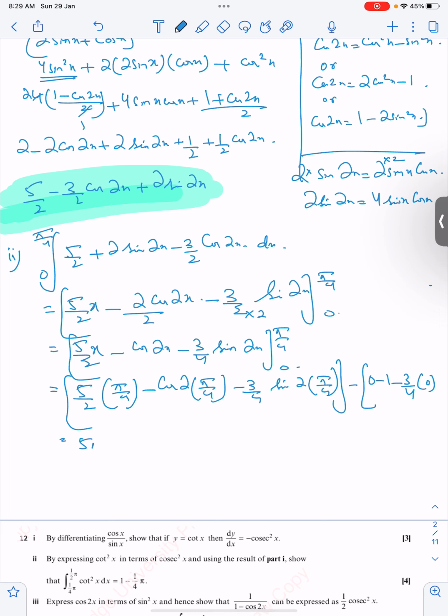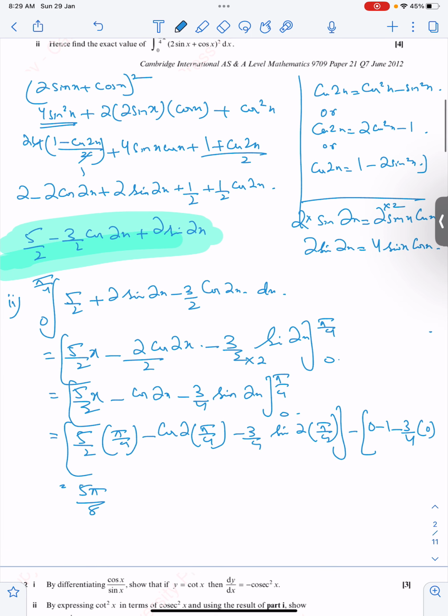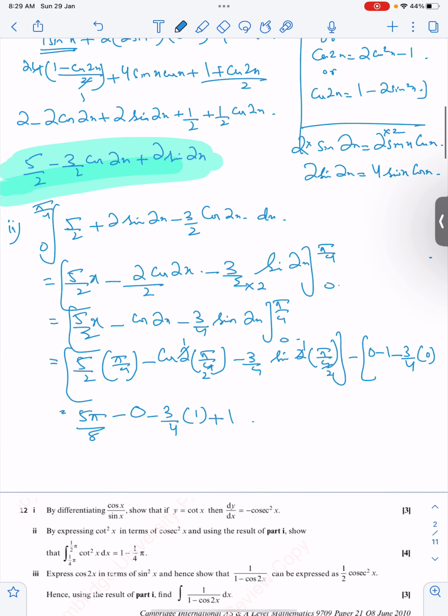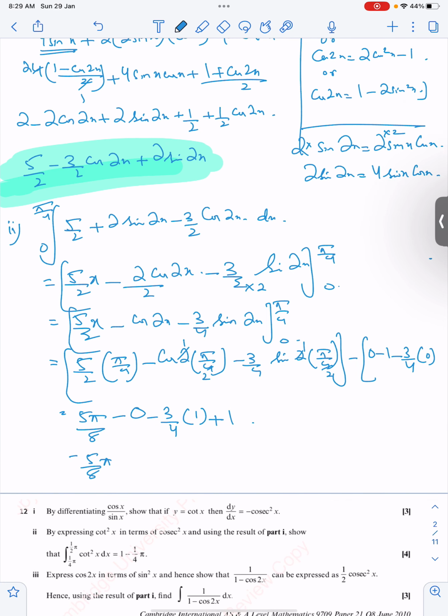Okay, let's simplify. 5 pi by 8, minus cos, when you simplify this you are getting cos pi by 2. Cos pi by 2 is actually 0. Minus 3 upon 4, this is sin pi by 2, which is 1. Plus 1. Okay, so the final answer is 5 upon 8 pi, sorry, negative 3 upon 4 plus 1. So it's going to be 5 upon 8 pi. 1 minus 3 upon 4 is positive 1 upon 4. This is the answer.